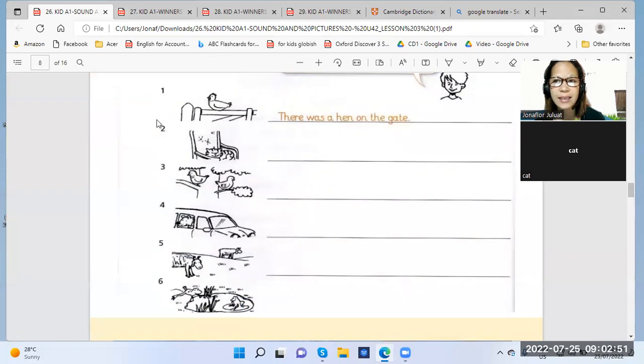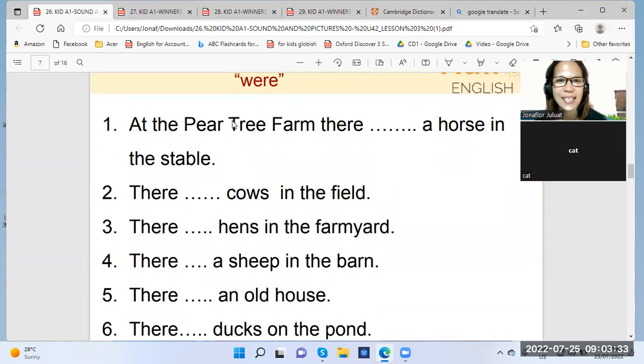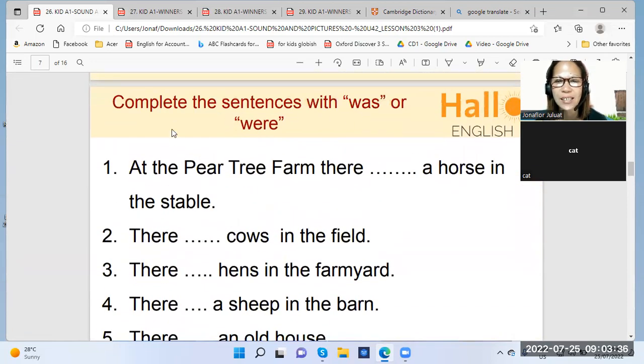Okay. So let's make a sentence using there was or there were. If it is singular, you will use was. If it is plural, you will use were, okay? Like for example, number one. Oh, there is a hen, only one hen on the gate. So you will say, there was a hen on the gate because it's singular, right? So you will use was, okay? Do you remember what was our lesson last time? Complete the sentences with was and were.